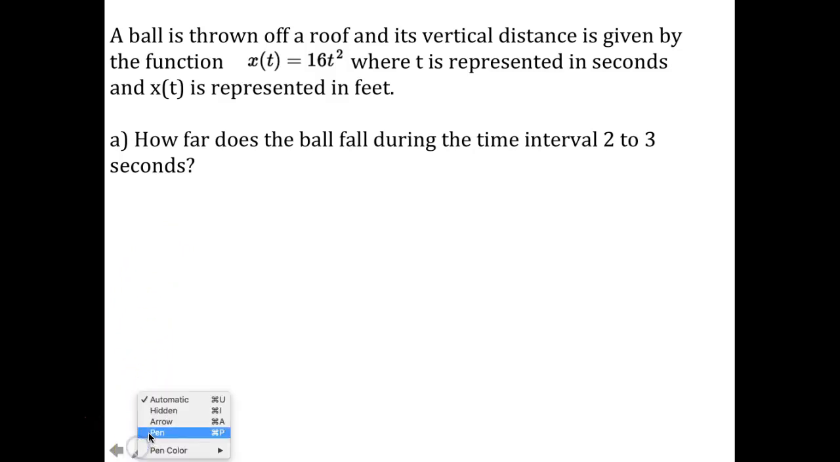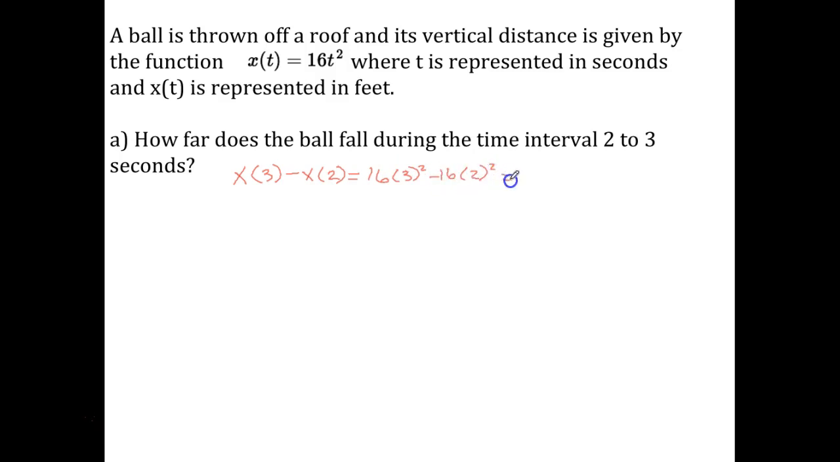Okay, so if we want to figure out how far it fell from 2 to 3, what we were saying is we need to figure out the position at 3 and subtract it from the position at 2. So we just need to plug in 3, so 16 times 3 squared minus 16 times 2 squared equals. Now we have to figure out what this comes out to be and what this comes out to be.